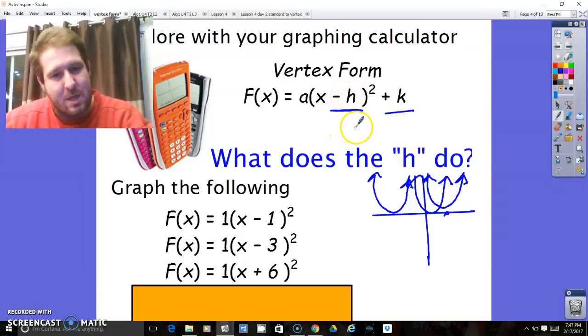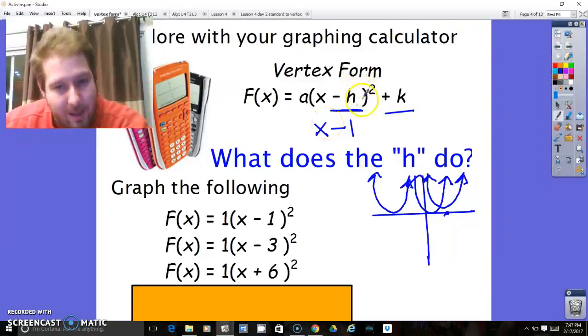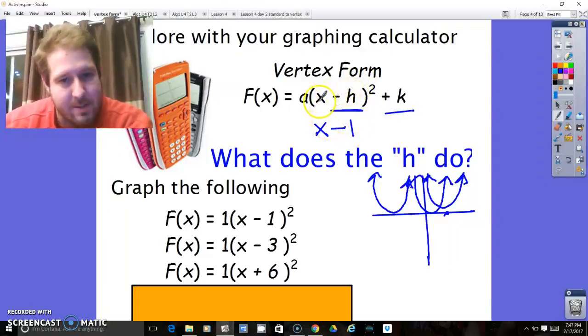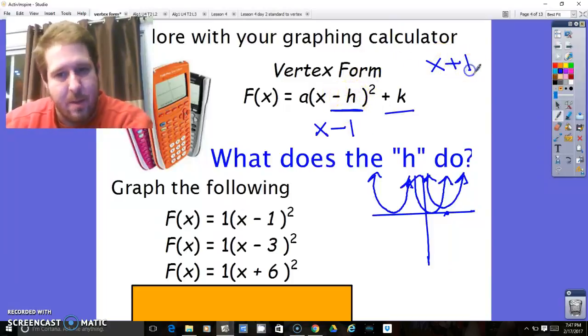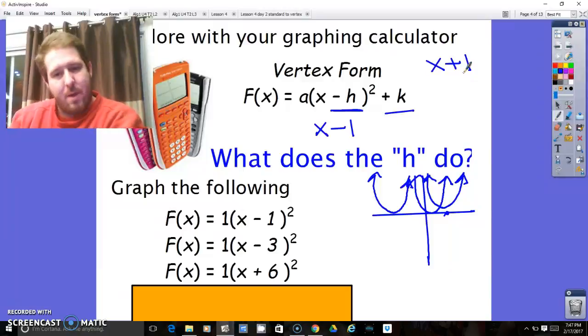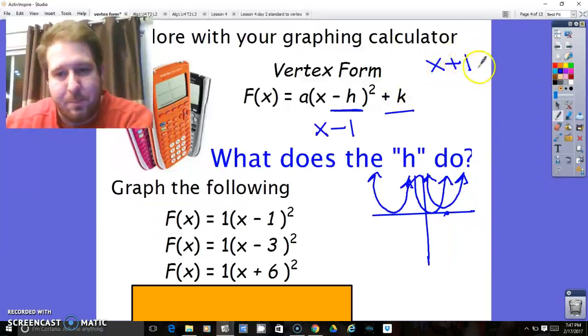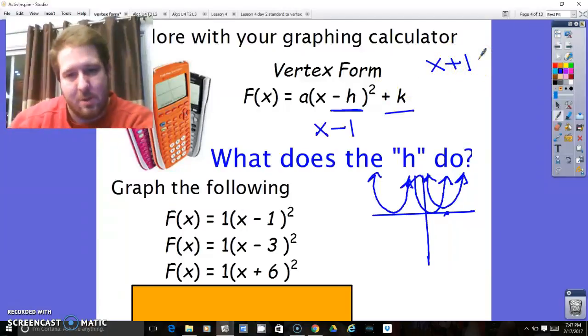So if h is 1, it would be x minus 1, because h is positive. Whenever it's subtraction, it actually moves the function to the right, because h is positive and it's x minus a positive. But if h is negative, then it would be x plus 1. So if h is -1, that means it moves to the left 1. I know that seems different than what you would normally think, because with x plus 1 you would think it goes right, but it actually goes to the left.